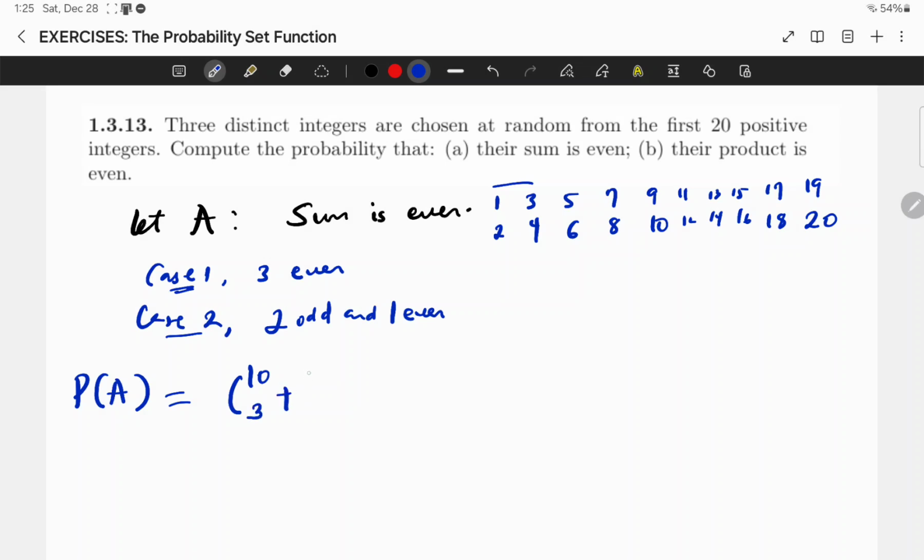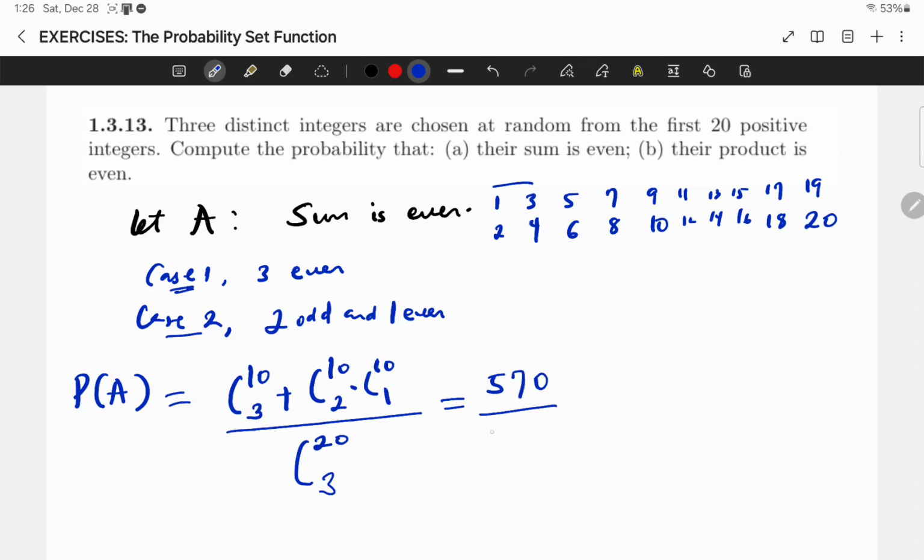And then case 2, we have to pick 2 odd, and we have 10 odd integers, then we pick 2, multiplied by 1 even. We have 10 even, and then we pick 1, over 20 integers, then we pick 3. So you can work on that, and then you can verify that the result is 570 over 1140, and that equals half.